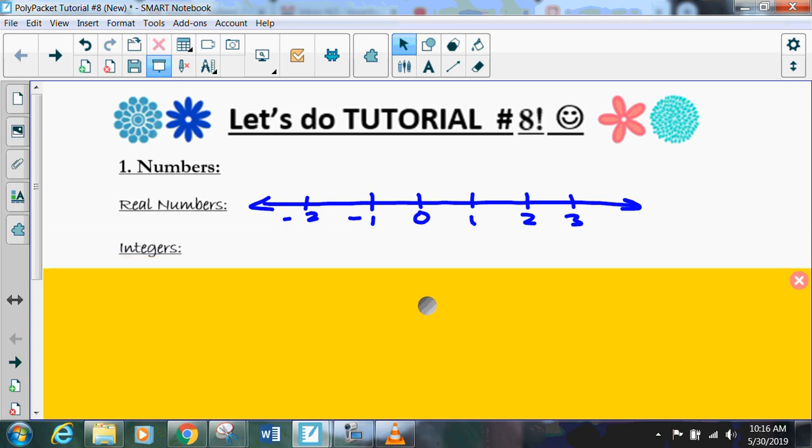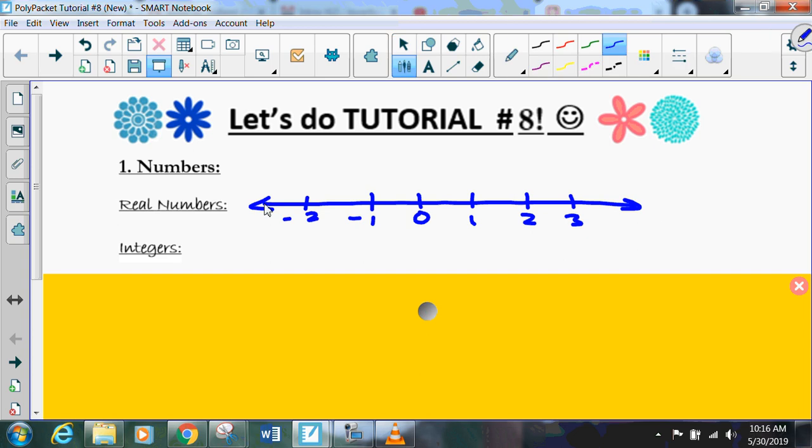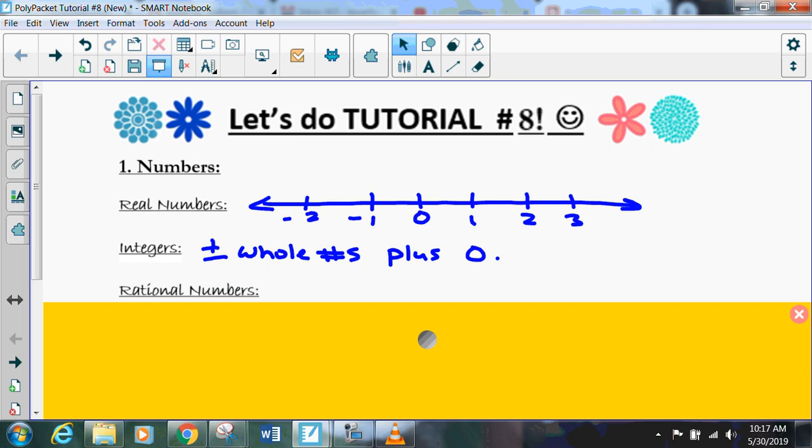So let's scooch down. We'll get back to real numbers in just a second. Integers are all the positive and negative whole numbers plus 0, because 0 is neither positive nor negative. So the integers would be like -10, -9, -8, -7, etc., all the way up to 1, 2, 3, 4, 5, 6, 7, 8, 9, 10, on and on. Those are the integers, and the integers are located on the real number line. Let's keep going, and we'll add to the real number line.